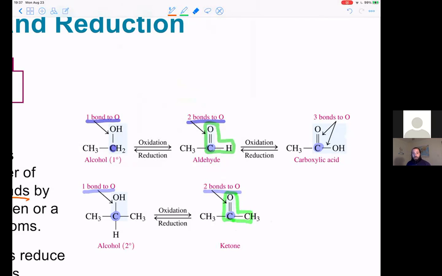So aldehydes and ketones are very similar. With an aldehyde, though, that carbon is necessarily bound to a hydrogen. Ketones cannot be further oxidized. Okay, you would have to break a carbon-carbon bond to do that. That's not what we're talking about.